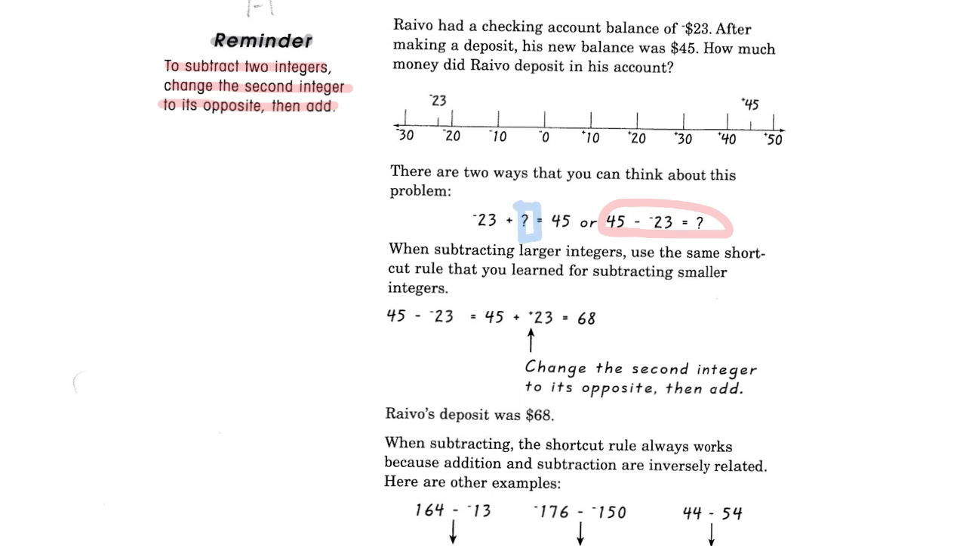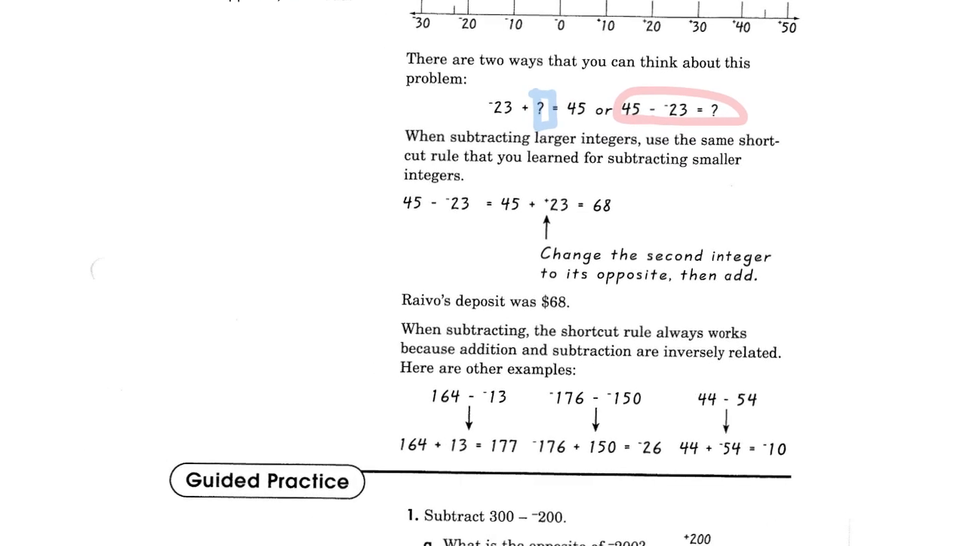All right. So it says when subtracting large integers, use the same shortcut rule that you learned for subtracting smaller integers. You change the second integer to the opposite, then add, or add the opposite. So if I take 45 plus a positive 23, I get 68. So Ravio's deposit was $68. When subtracting, the shortcut rule always works because addition and subtraction are inversely related.